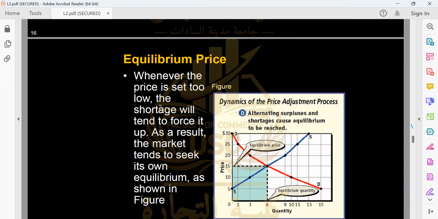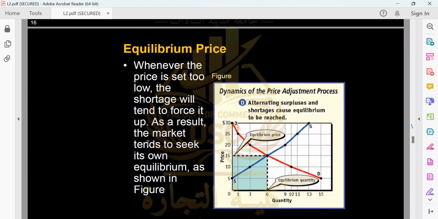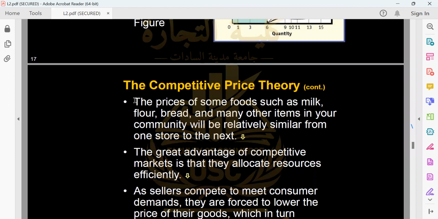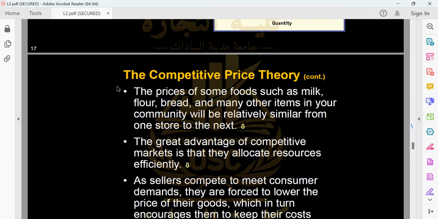So if the price is too low, we have a shortage. If the price is too high, we have a surplus. And in both cases, we will have a force that helps us to reach equilibrium. And all of that is the normal case of the market. We don't have government intervention, and we have a competitive price theory.